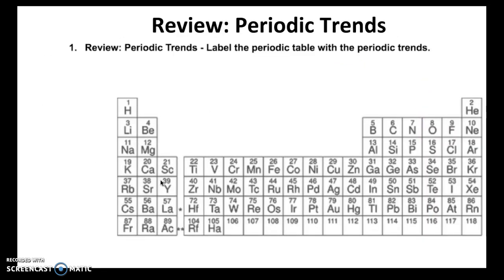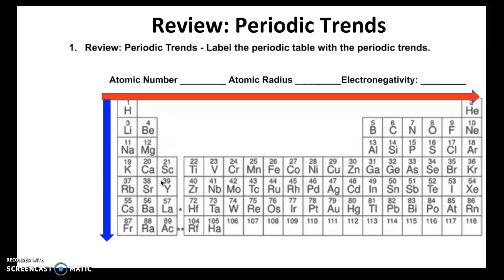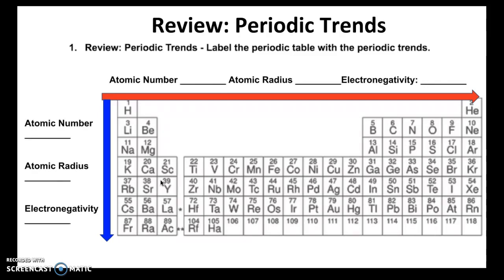Before we dive into the lesson, let's review what we know about periodic trends. On your note packet, you're going to label the periodic table with periodic trends. What does that mean? Anytime you label a table with periodic trends, you have to draw some arrows, one heading to the left and one heading down. Along these arrows, you're going to show what happens to the atomic number, atomic radius, and electronegativity. Do they increase or decrease?